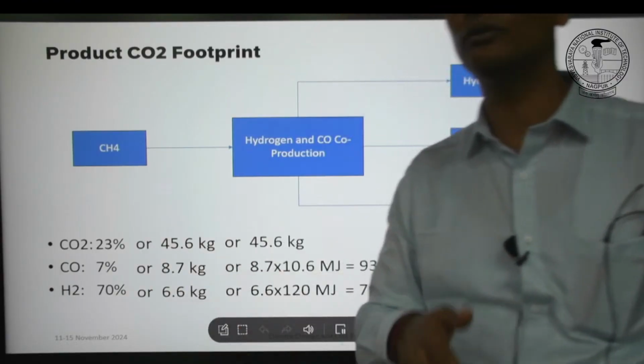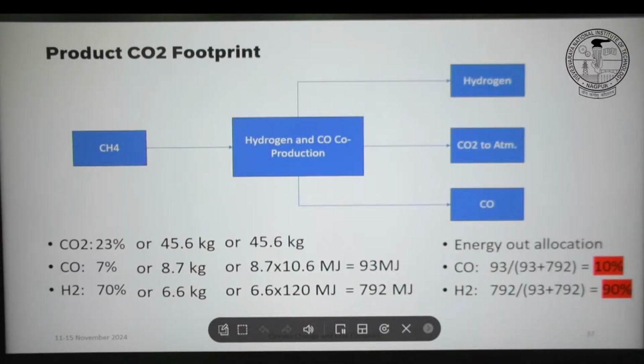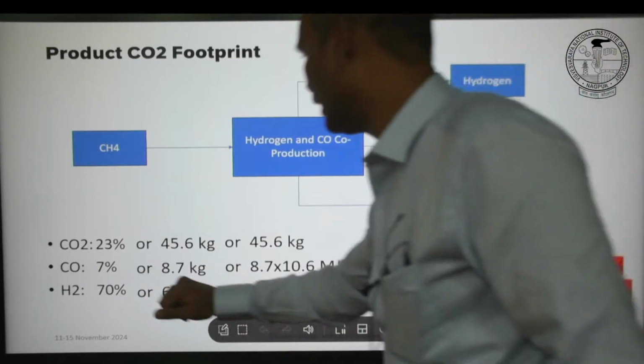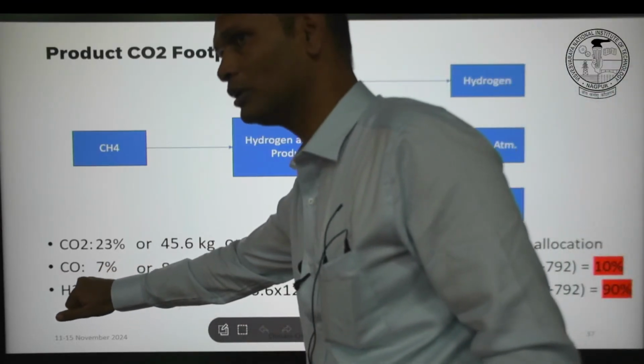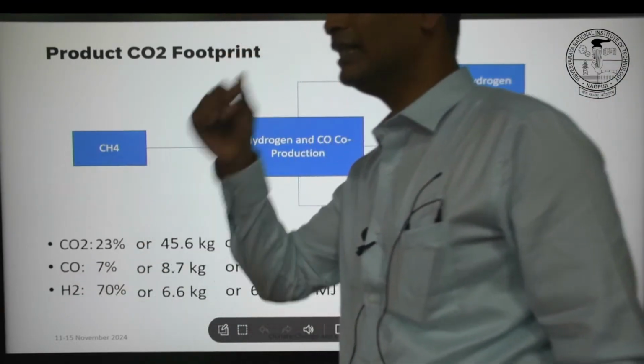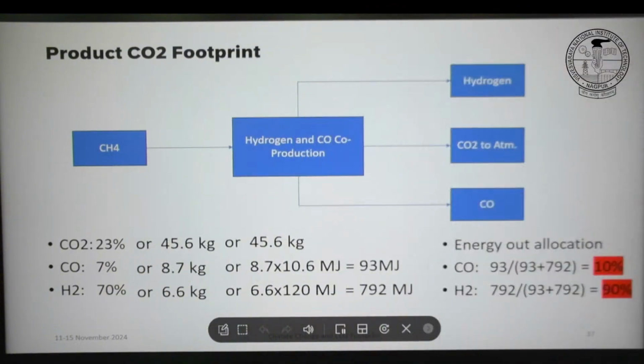That's my CO2 footprint for hydrogen. But actually, I am producing CO also, carbon monoxide. Generally, SMR plants sometimes produce pure hydrogen, but if you have a customer for carbon monoxide offtake, they also produce CO, without doing the CO shift reaction. So how do you allocate your total CO2 to your two products?